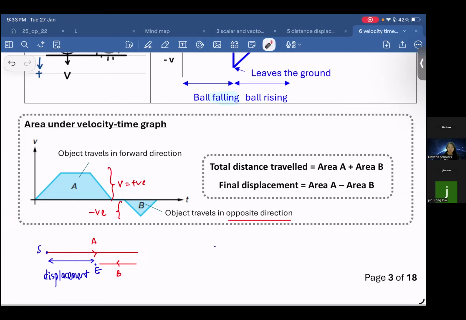Okay, so how are we going to find displacement? We should find the total A. For example, total A is 10 meters. Total B here is maybe 3 meters. So what is your displacement? You use 10 meters minus 3 meters, then you know that 7 meters is your displacement. So if the question asks you to find displacement, you should use minus. If they ask you about the distance, you should plus it together. I don't care about direction, just plus it together. Okay, until here, is that clear?